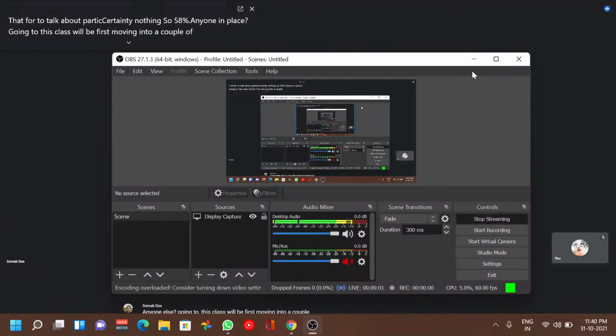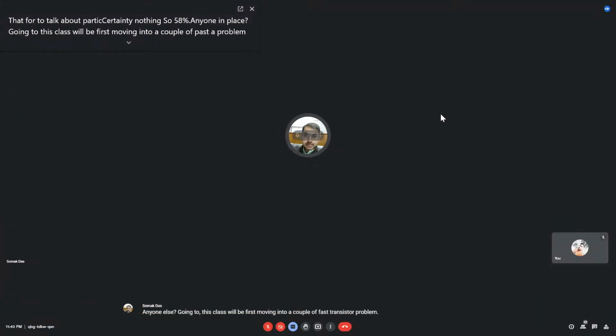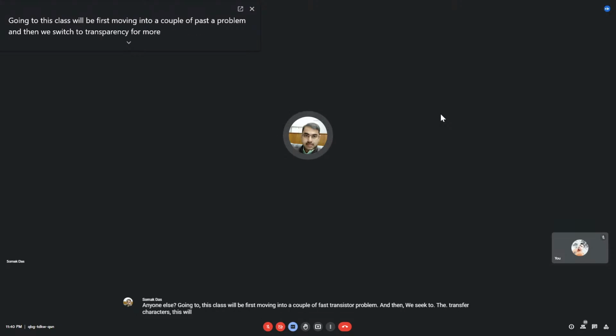Of pass transistor problem, and then we'll shift to the transfer characteristics of a MOS inverter. We'll try to learn how the curve is being drawn and what the characteristics of that particular curve are. This plotting is very important in terms of the DC characteristics of the CMOS inverter which we have designed. And once we complete these two topics, we will be moving on to another.